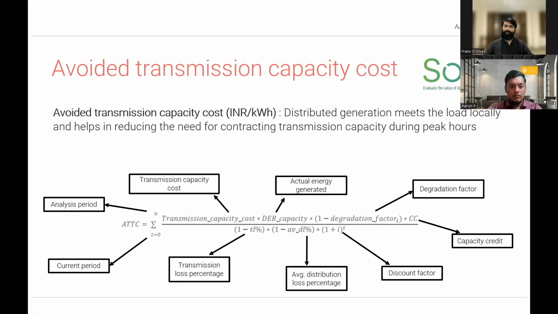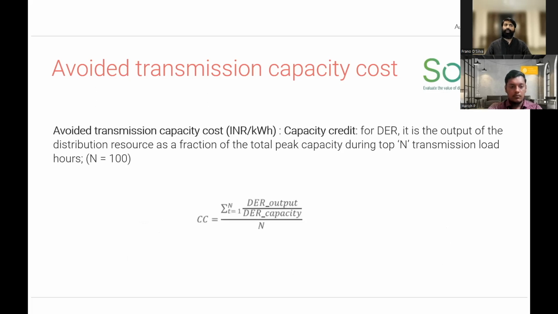To elaborate a little bit on the capacity credit and how we calculate it, as shown in this slide, the capacity credit has been calculated with a formula that gives you the DER output for its capacity, which is compared to the top-end transmission load hours, that is the peak loads for 100 hours in this case, and how much of this peak is going to be covered from the DER that is being installed in the distribution network.